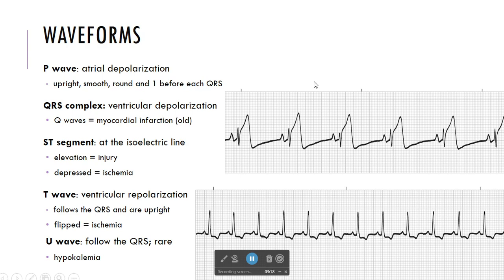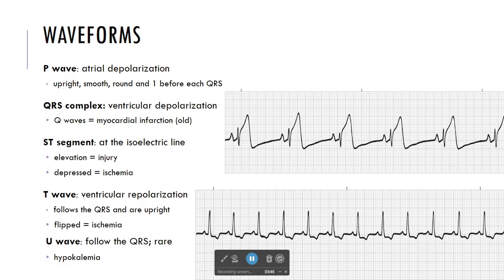Your QRS complex. If you have a Q wave that's considered an old MI, it needs to be 1/4 to 1/3 the size of the R wave and at least 1 box wide to be a Q wave. So your QRSs can go up, they can go down, they can go up and down, as in this example. This one goes up, and it is all entirely normal.